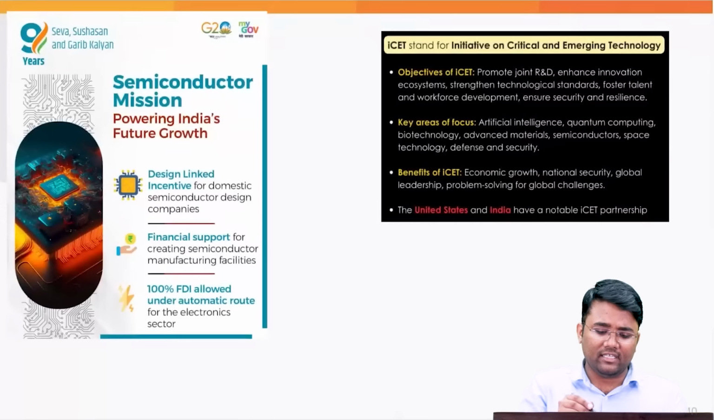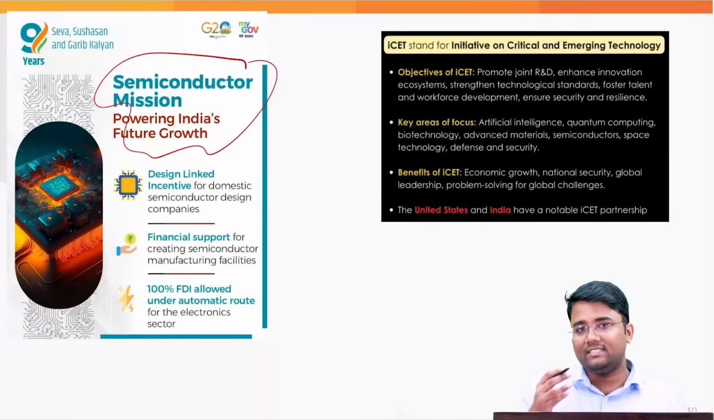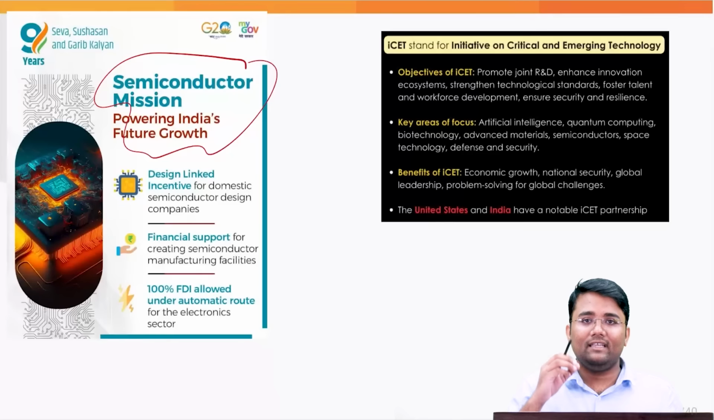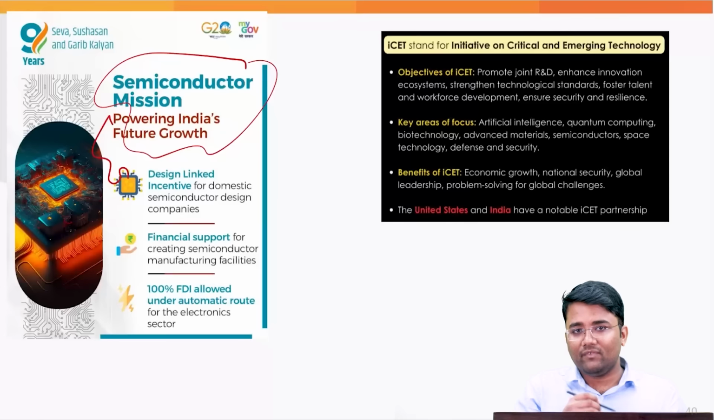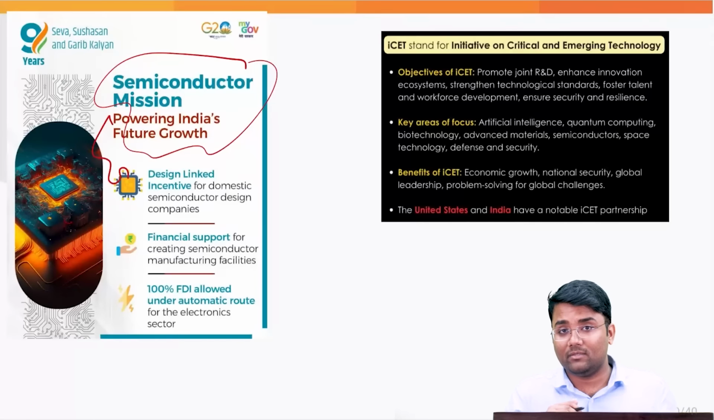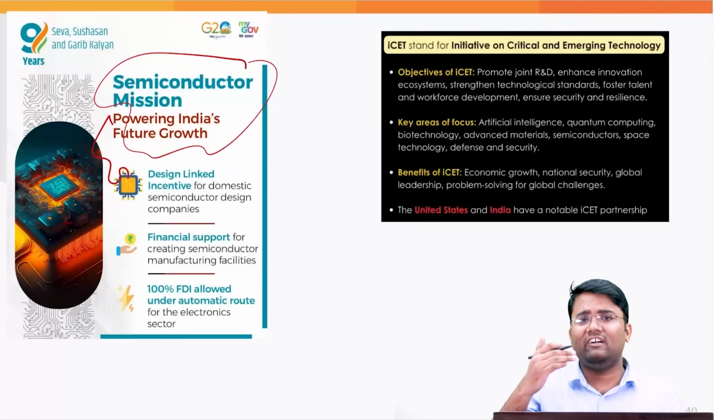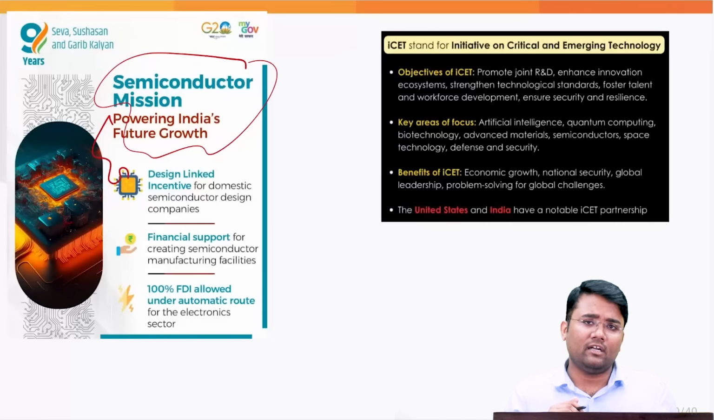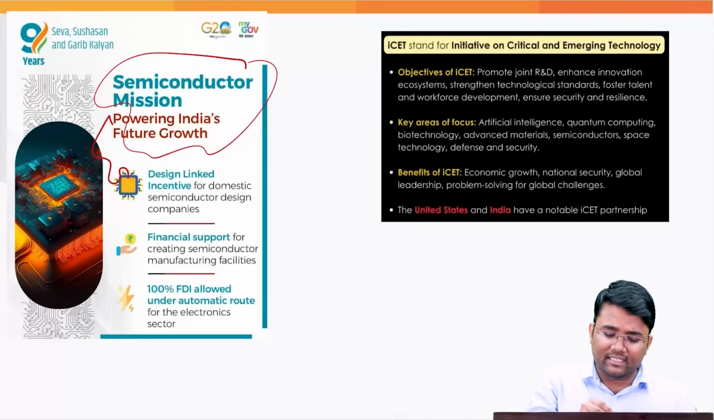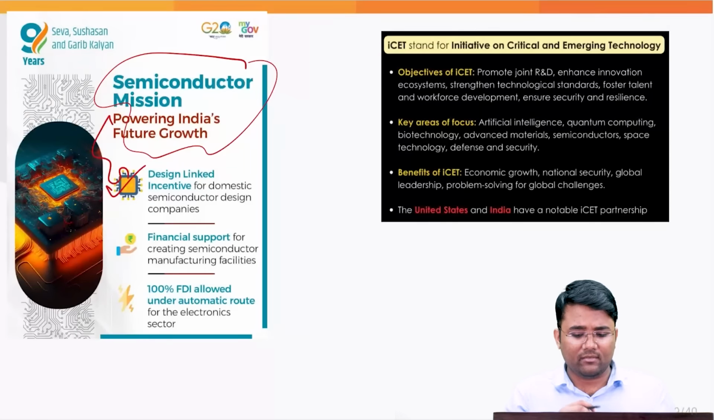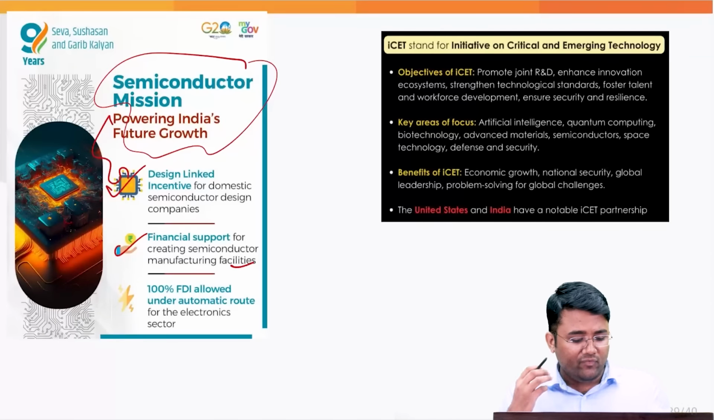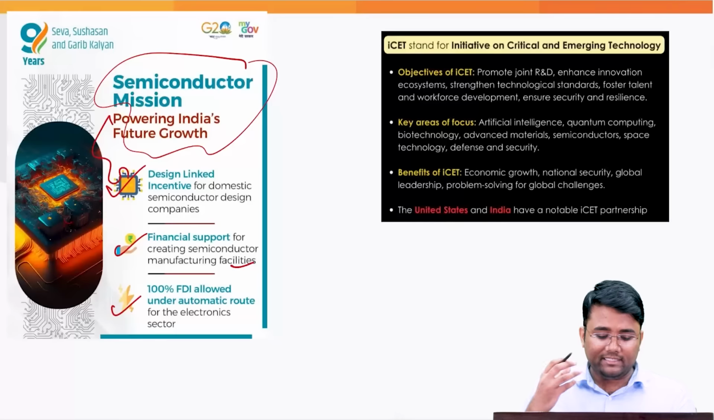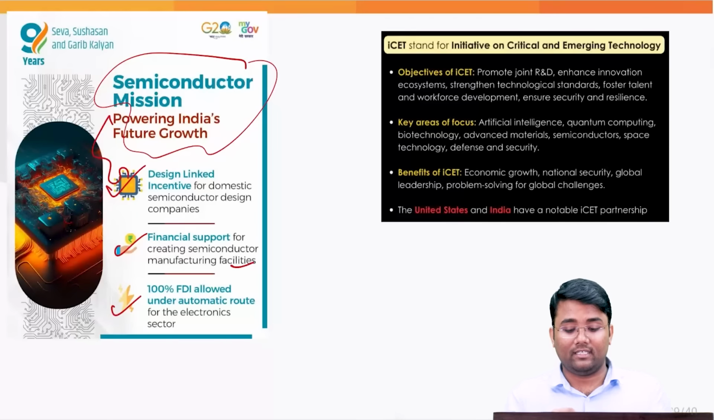Now, whatever agreements have been signed between the two countries are going to play a very huge role in India's semiconductor mission. Under this mission, we are focusing on increasing the production of semiconductor chips, etc., and reducing our dependence on some of the countries from which we are importing. There is a design-linked incentive for domestic semiconductor design. There is financial support for creating semiconductor manufacturing facilities, and 100% FDI is allowed under the automatic route for the electronics sector.